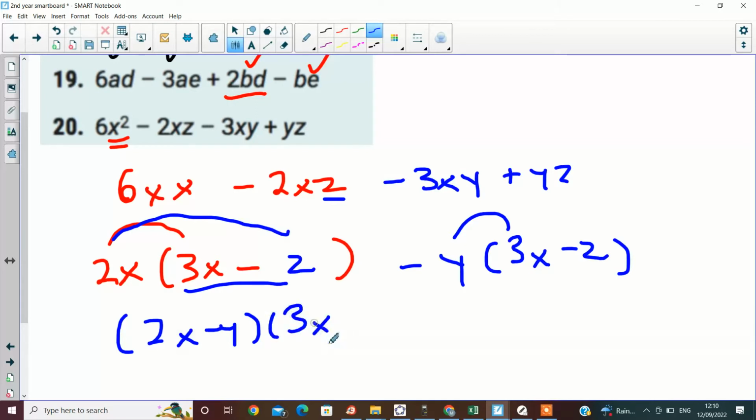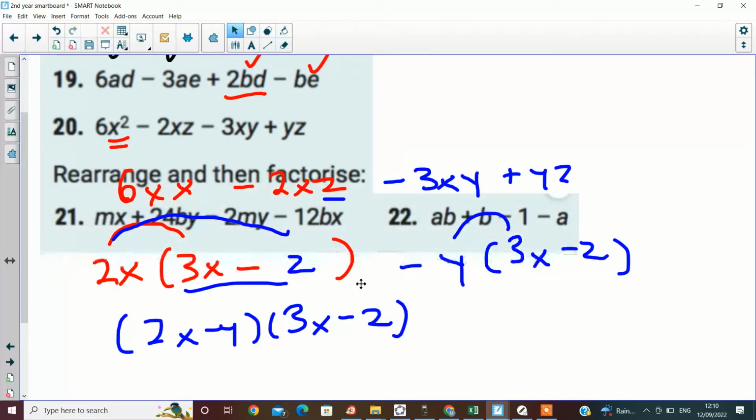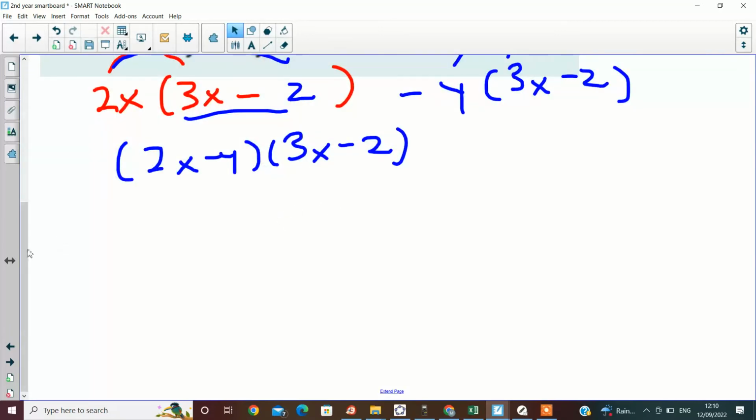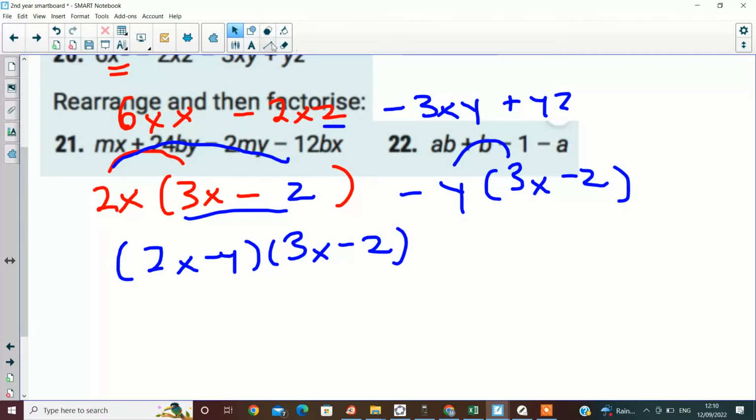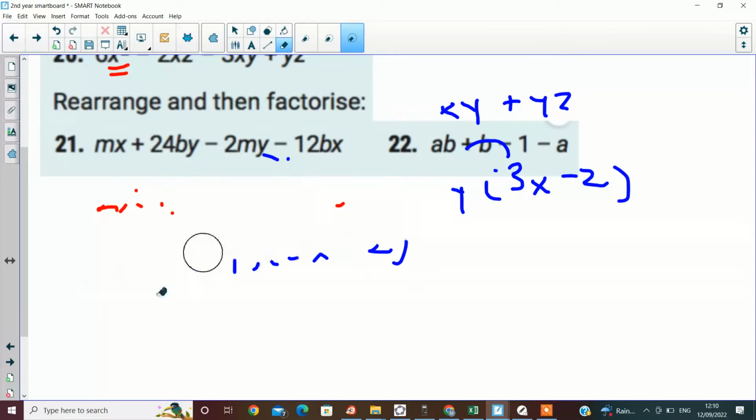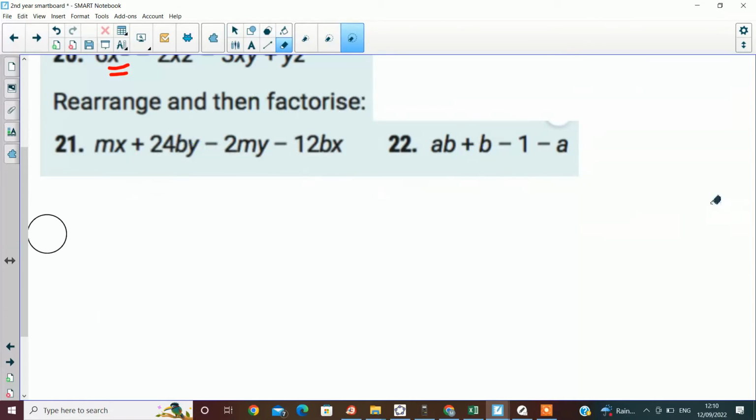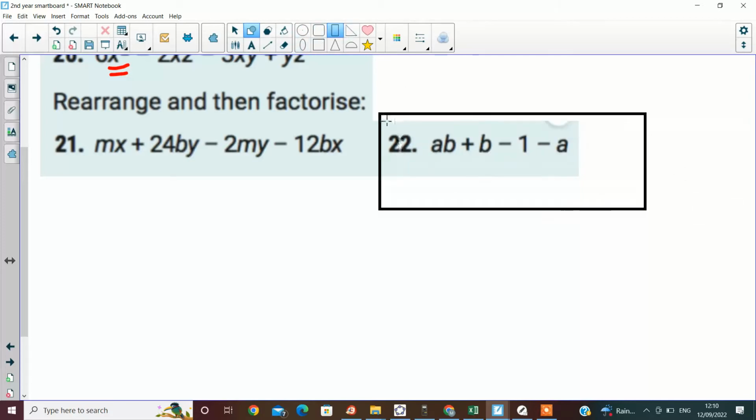It's a Z, but yeah, 3x minus Z. Perfect, right? Now, with question 21, I'm going to get you to try it on your own, okay? So we've done 19 and 20 in today's class, and we're going to do 21 now in a second, okay? Now, 21's an awkward one, because there's a small bit of rearranging in it. So here's what we're going to do.